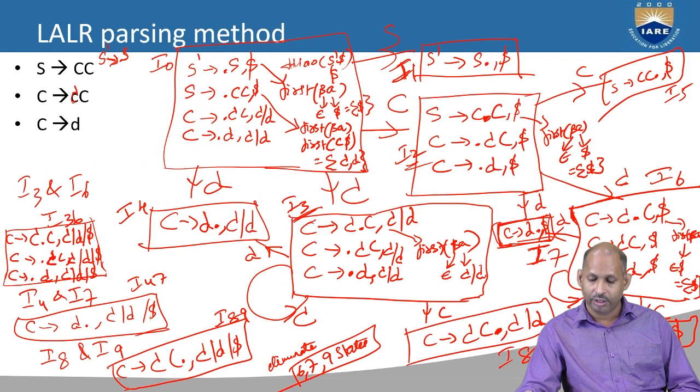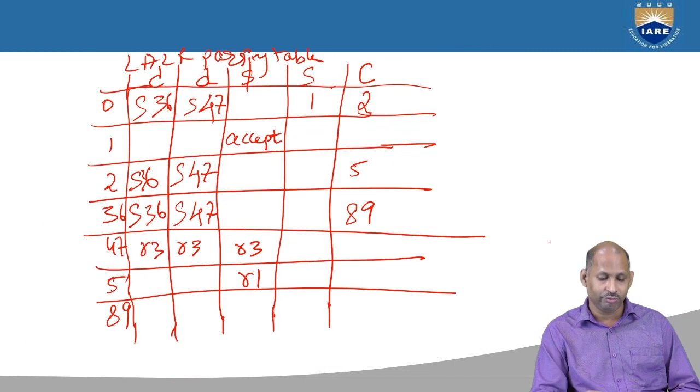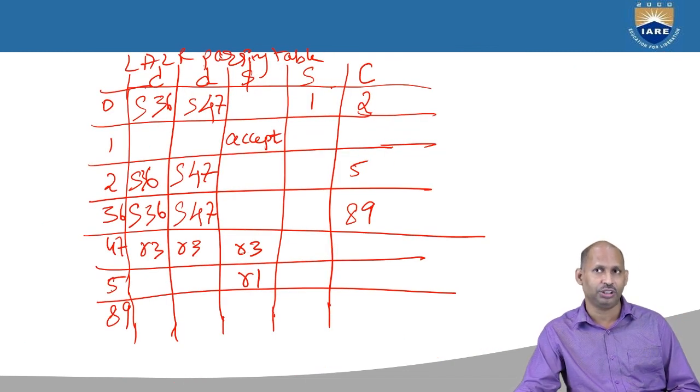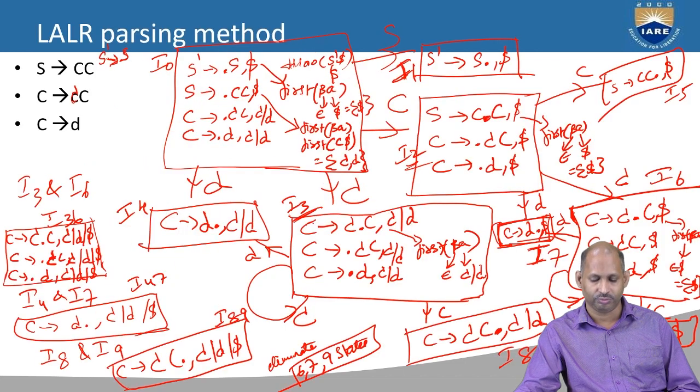Then I7, dot at the end, right? The lookahead is a dollar sign. So we write reduce production number 3. Right? Reduce production number 3.